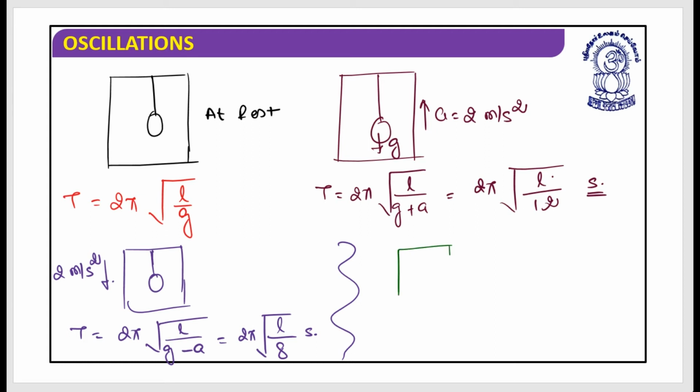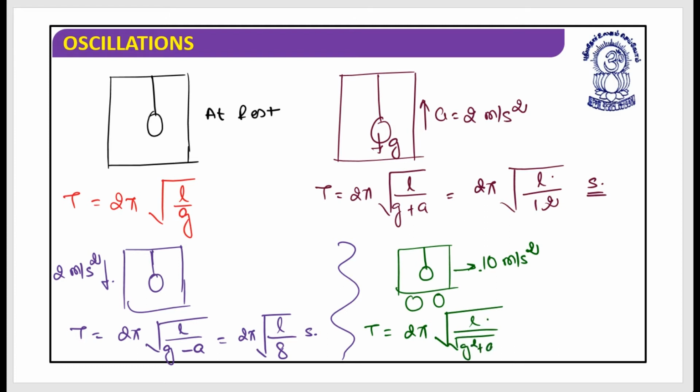Next instant is something like this. Yes, this is moving in this direction with an acceleration of, let's say, 10 meter per second square, and the pendulum has been suspended over here. So T equals 2 pi root of L divided by root of g square plus a square, which is 10 square plus 10 square, which is 10 root 2, sorry, seconds. I hope this is clear.